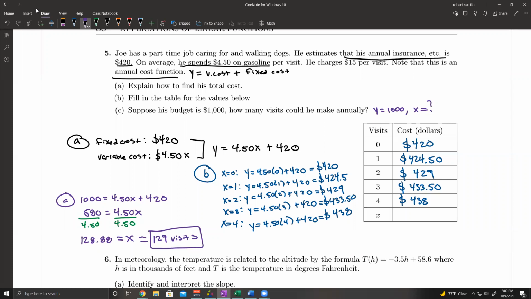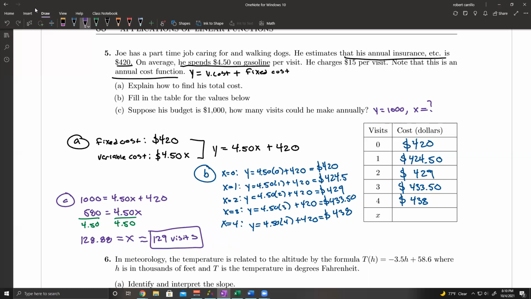Well, you can also find how much he makes by taking that 129 visits and multiplying it by what? Remember, he makes 15 per visit. It's not asking us to, but if we wanted to, you can multiply that by 15 and you would see that he makes $1,935. So yeah, not bad. But again, we didn't have to find that.